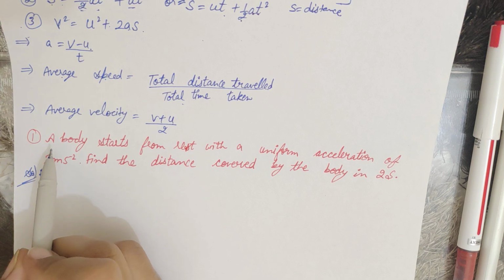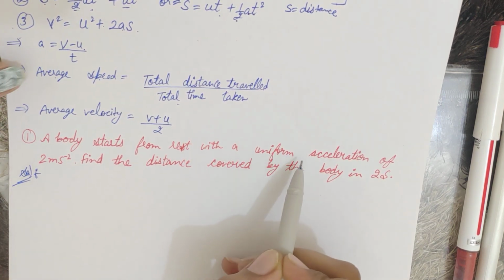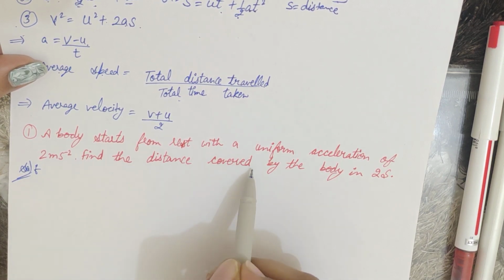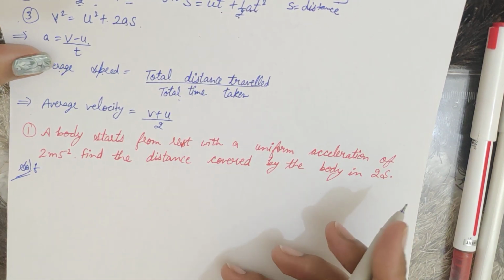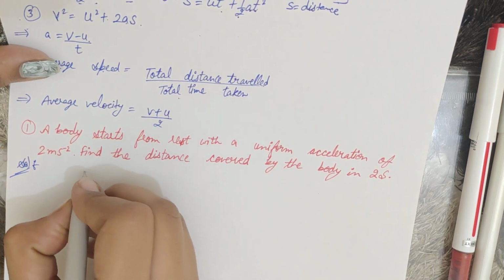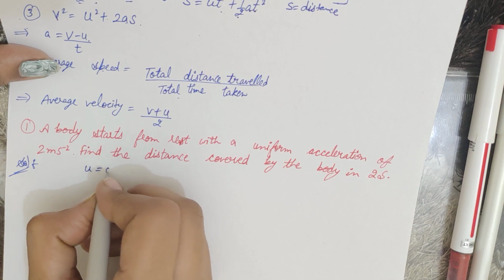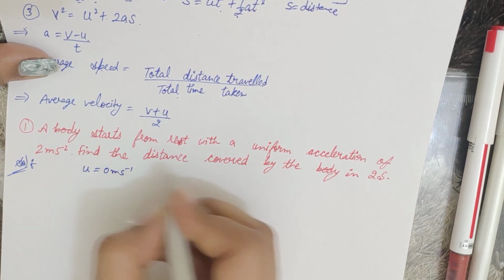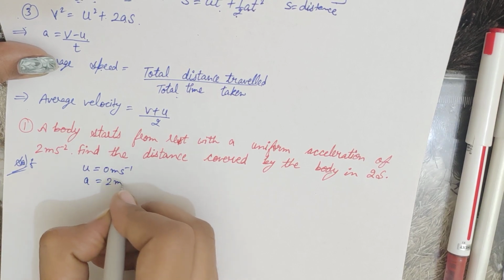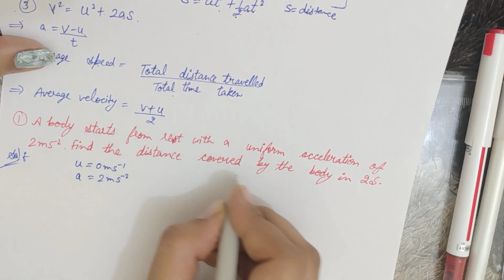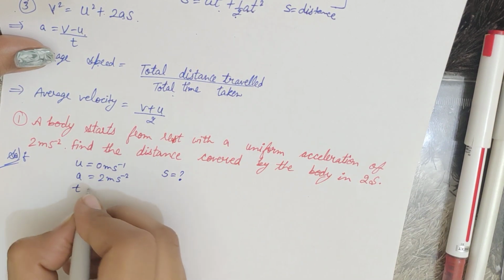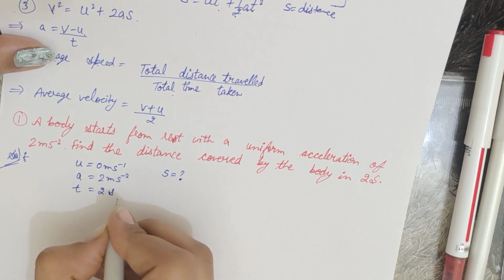So the first numerical is, a body starts from rest with the uniform acceleration of 2 meter per second square. Find the distance covered by the body in 2 seconds. Firstly, we are going to write what are the things given in the numerical. A body starts from the rest. Starts from the rest means initial velocity is 0 here. And with the uniform acceleration of 2 meter per second square. Find the distance covered by the body, s is equals to question mark, in 2 seconds. Time is also given, that is 2 seconds here.